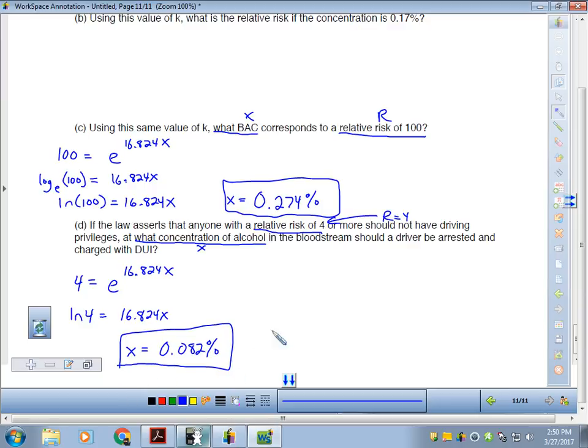So according to this model, if your blood alcohol is 0.082%, you have a relative risk of 4, and according to the law, that means you should not have driving privileges. According to this model with this particular problem, it's really good on that.